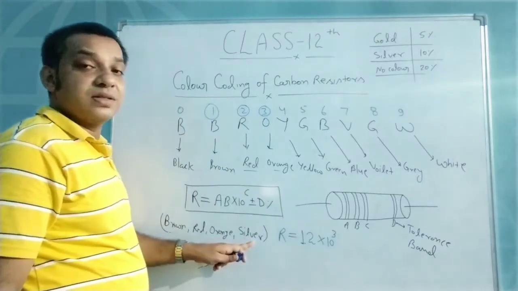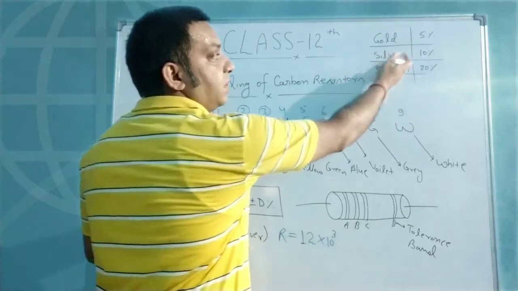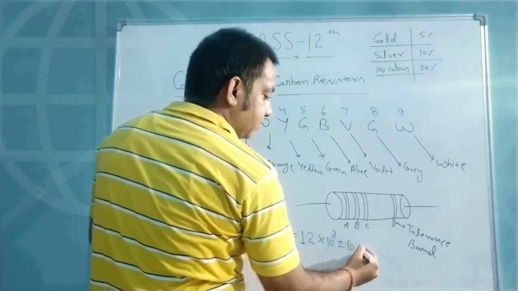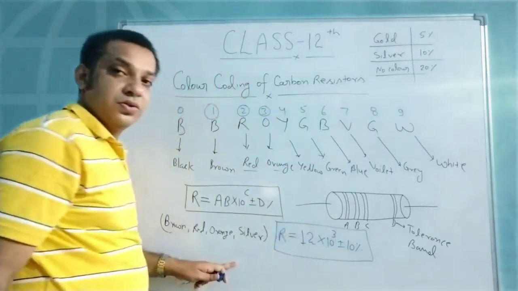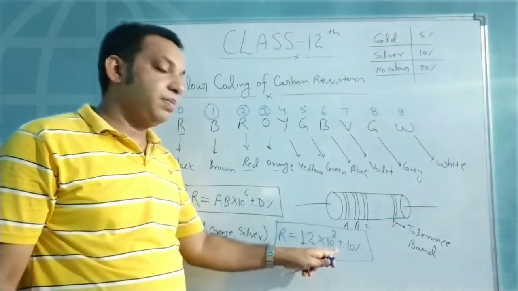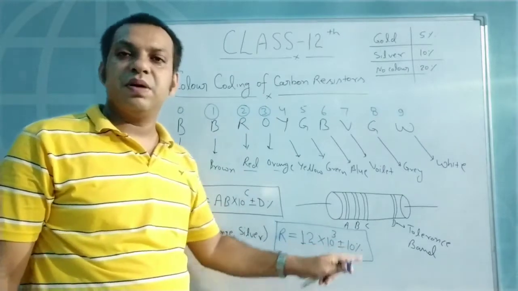Clear? And the last one, the silver. Silver is here in the tolerance band chart. Silver is 10%, so this is plus minus 10%. Okay, so this is the value of the resistance: 12 into 10 to the power 3 plus minus 10%. Also you can write it as 12 kilo ohm plus minus 10%.